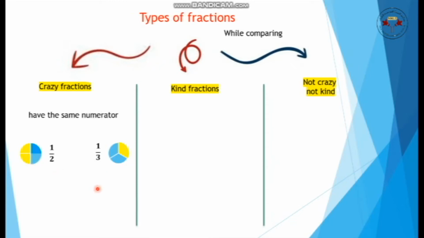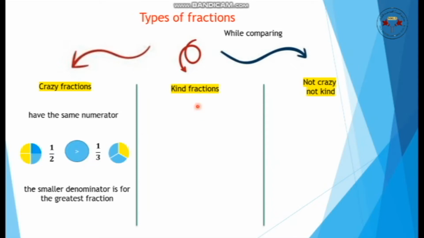So when we have crazy fractions, which means they have a common numerator, what will you do? The smaller denominator is for the greatest fraction. So we said that the half is greater than the third. So 2 in the denominator is greater than 3 in the denominator for the crazy fractions. So right now half is greater than third.